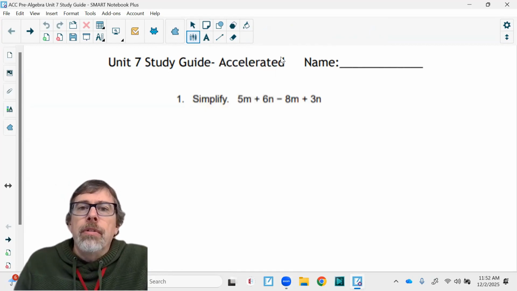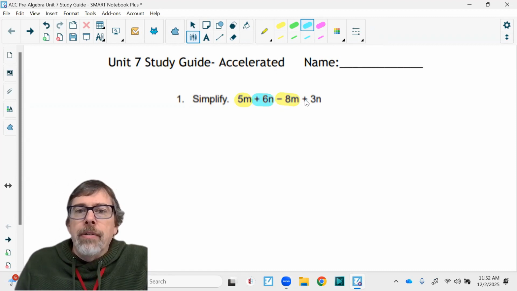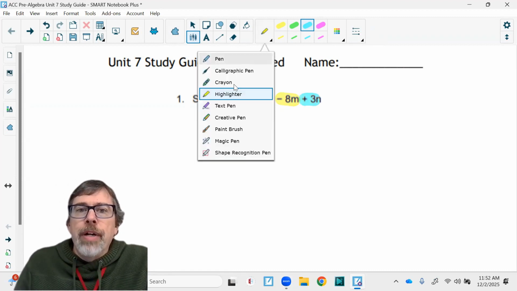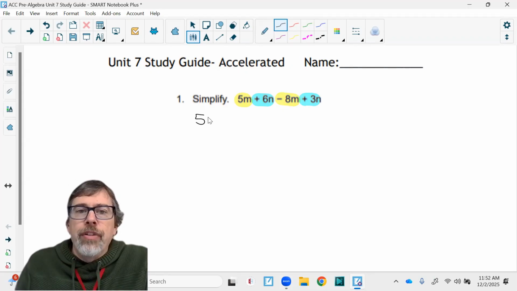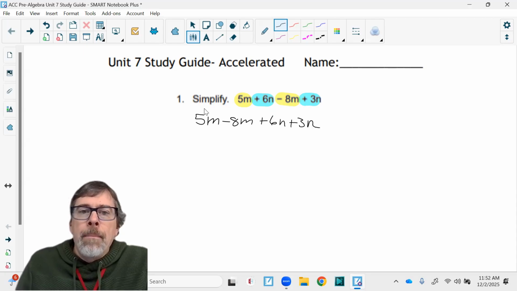So here we go. Number 1, simplify. The first thing I'm going to do is highlight my like terms. Don't forget the signs in front. They matter. So I'm going to rewrite these in order. I'm going to put the yellow first, 5m minus 8m, then plus 6n plus 3n.